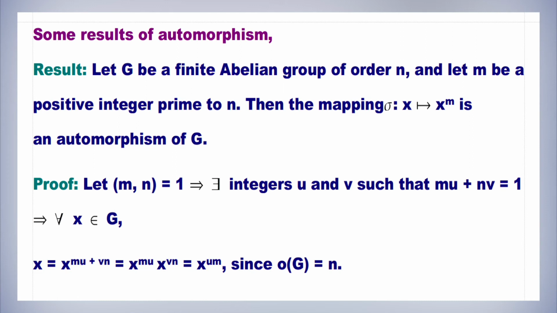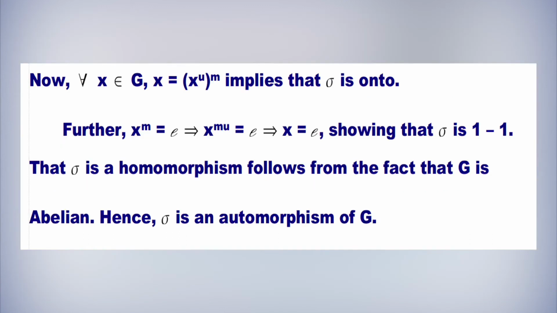This implies that there exist integers u and v such that mu + nv = 1, which implies for all x belongs to G, x = x^(mu+nv) = x^(mu) times x^(nv) = x^(um), since the order of G is n. Now, for all x belongs to G, x = (x^u)^m, which implies that sigma is onto.